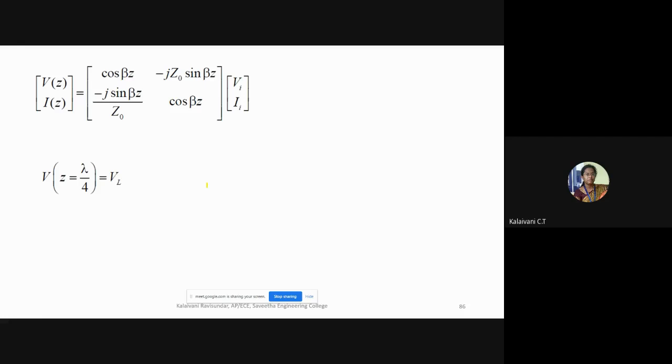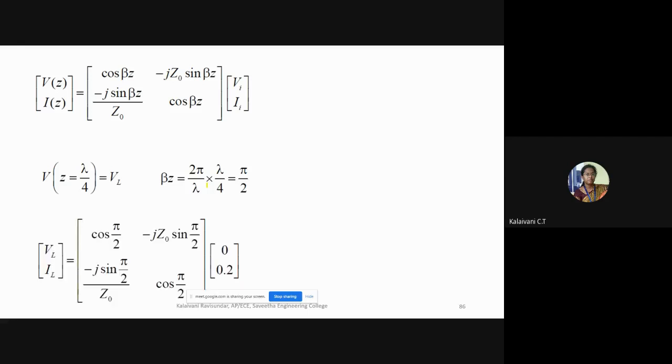So how do we find beta z? Now z is lambda by 4, beta is 2 pi by lambda. If you substitute, we will get beta z is equal to pi by 2. So substitute the beta z value in the previous equation, and the Z0 value is given in the question as 300 ohms. Substitute that also.